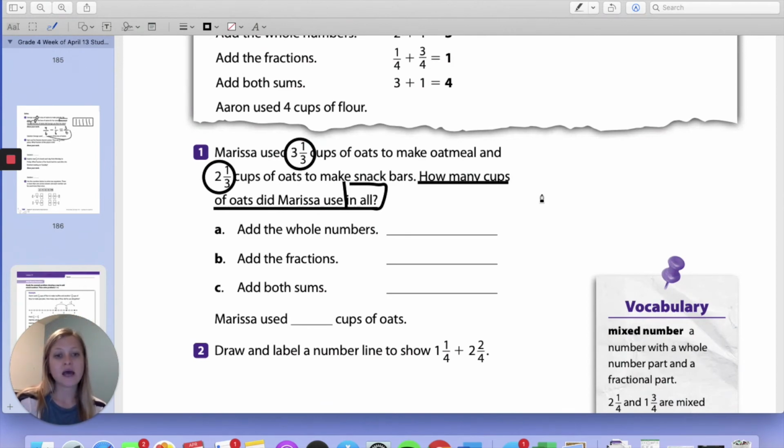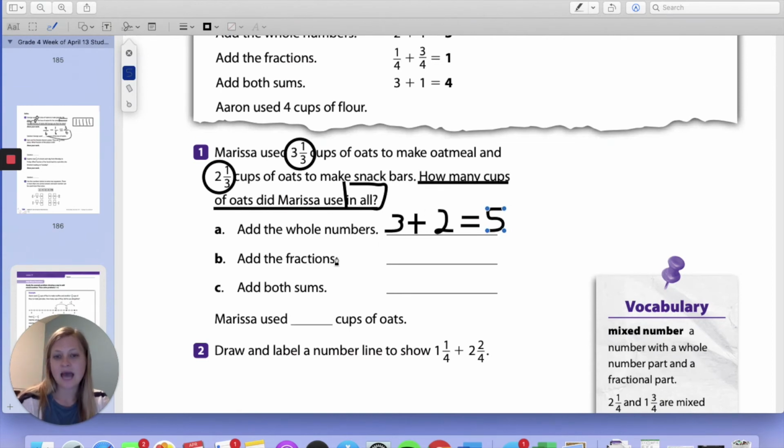So the first step that this packet would like us to do is to add the whole numbers. So our two whole numbers here are 3 and 2. And I know that 3 plus 2 is, hopefully you can say it out loud, 3 plus 2 is 5. So that's my first step.